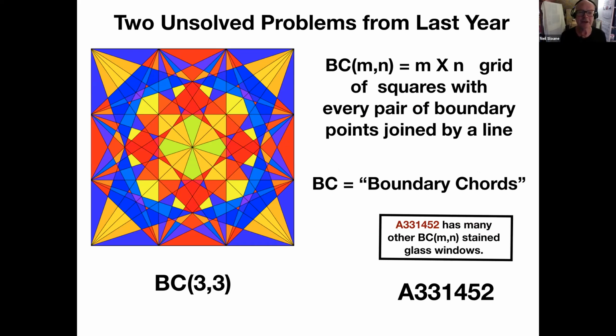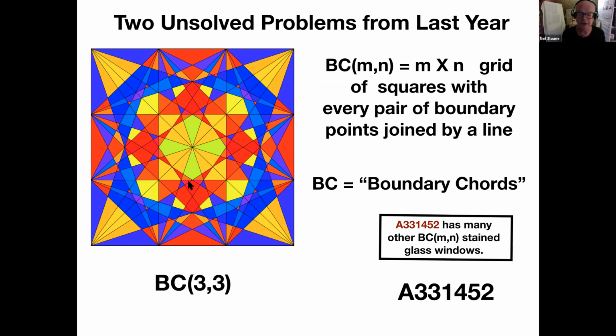Instead of looking at a polygon, take a grid of squares. So here's a 3 by 3 grid of squares. Look at all the boundary points and join every pair of boundary points by a chord. So that gives you a graph, a planar graph with a lot of cells and a lot of interior points. And we can work out what happens here. We cannot solve this in general. The name of this graph is BCMN. This is BC33, meaning take a 3 by 3 block of squares, join all the boundary points.